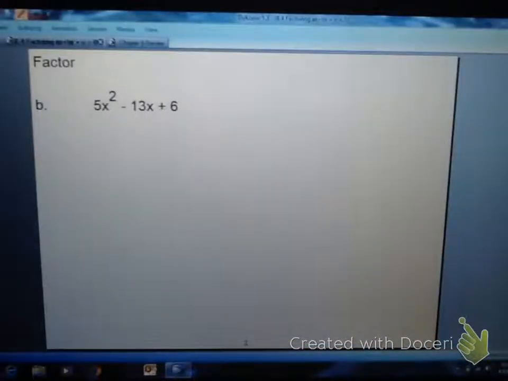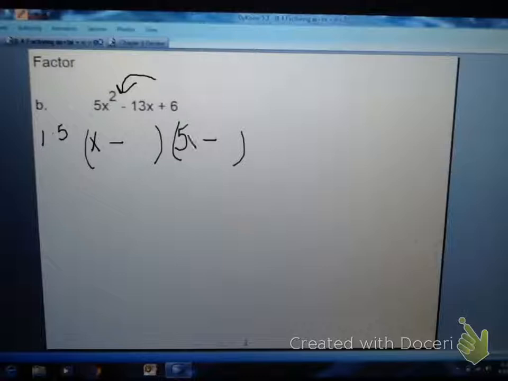Example 2, make our two binomials. First thing that we do is determine what our sign is going to be. The last sign is positive, so that means they are both going to be whatever the first sign is, which is negative. List the factors of the first term, 5. 1 and 5. So I'm going to split that, put 1x in the front of the first binomial and 5x in the front of the second binomial.